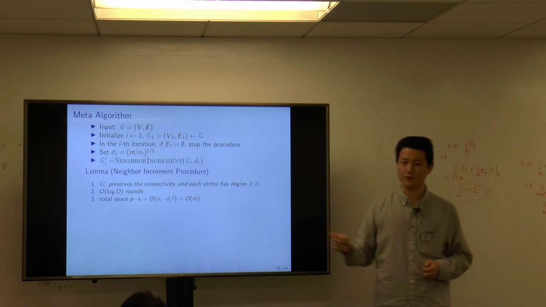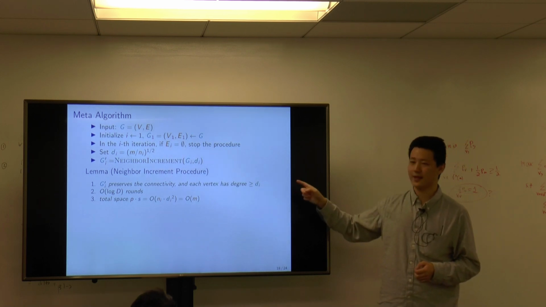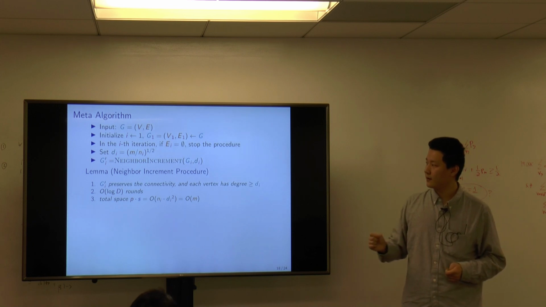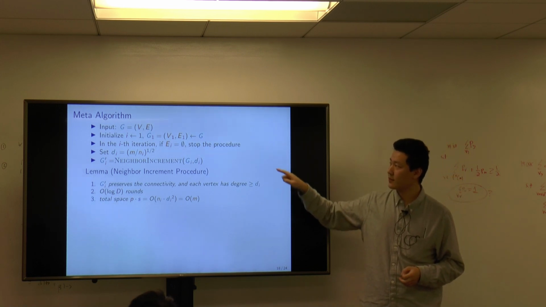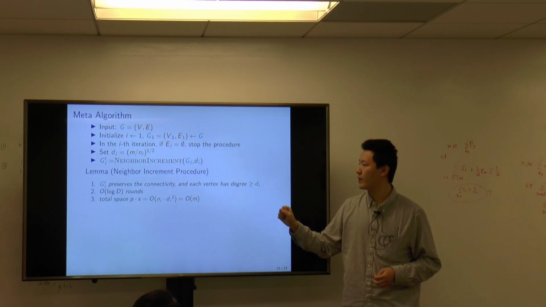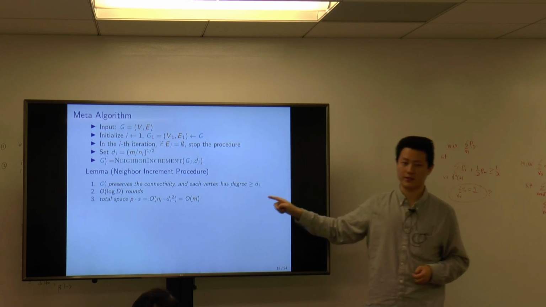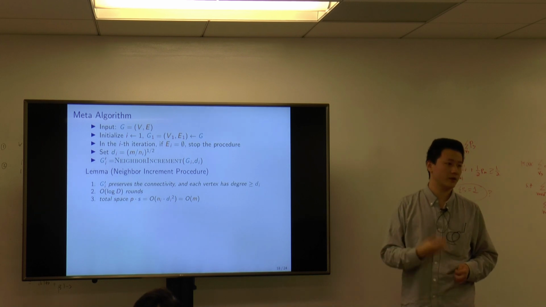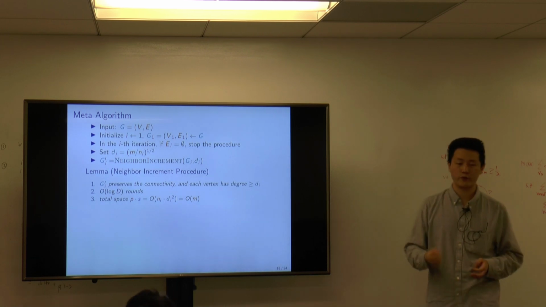And the total space you need is ni times di squared. Because di is chosen to be the square root of this quantity, we know that the total space we need is just order m. This is the total space available in the system, so you can run this procedure.